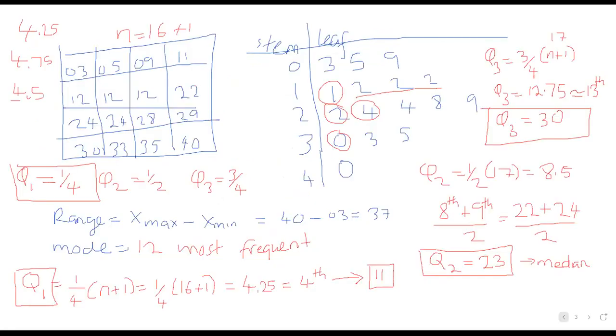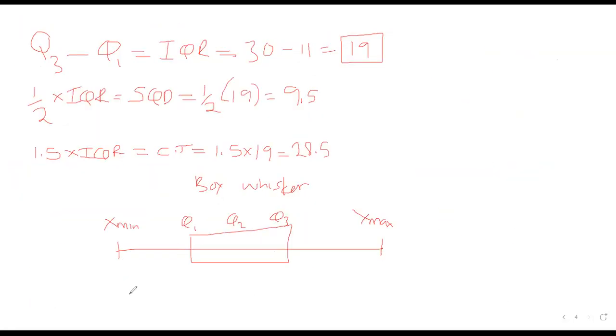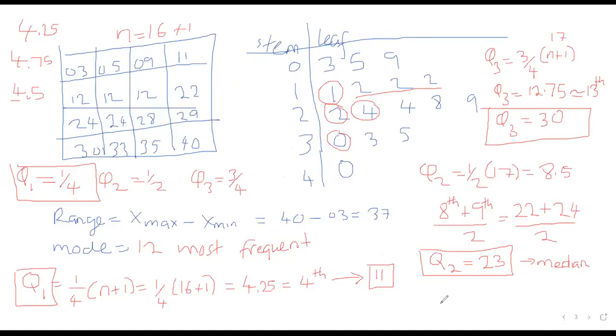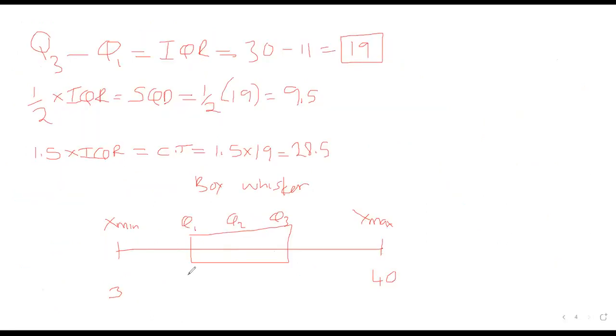When we go here, what was the lowest value? 0.3, and the highest value was 40. So this is 3, and we have 40 here. And the Q1, 11, Q2, 23, and Q3, 30.